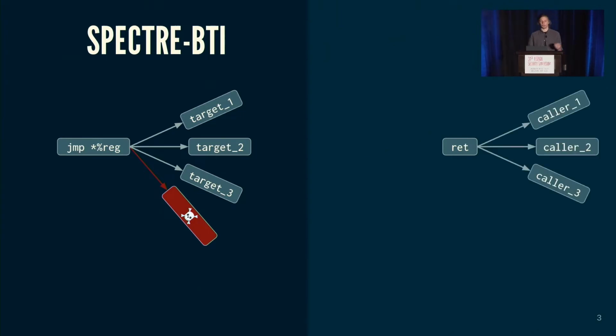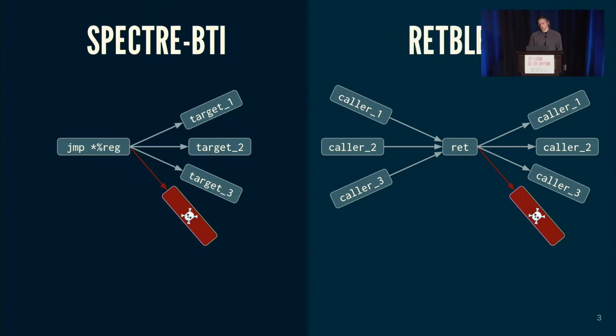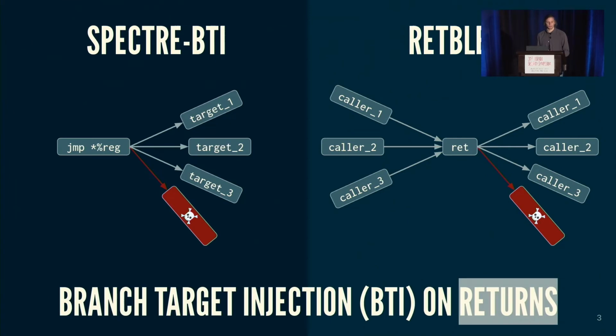They have similar properties: multiple different branch targets, depending on the state of the machine or where you come from in the control flow. So we were wondering if we could do the same on returns, and that's why I'm here today, because we can do branch target injection on top of return instructions.